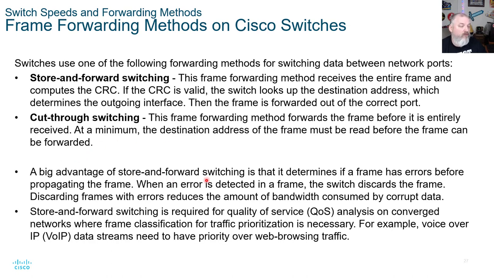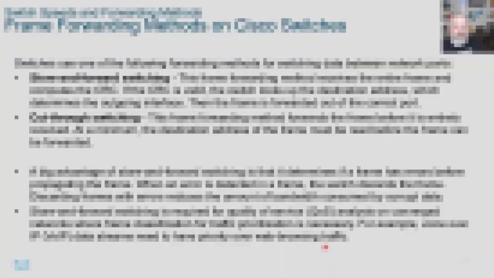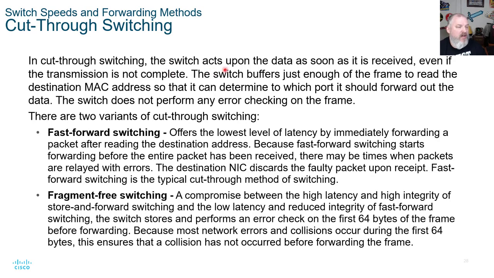A big advantage of store and forward switching is that it determines if a frame has errors before propagating the frame. When an error is detected in a frame, the switch discards that frame. Discarding frames with errors reduces the amount of bandwidth consumed by corrupt data. Store and forward switching is required for quality of service analysis on converged networks, where frame classification for traffic prioritization is necessary. For example, voice over IP data streams need to have priority over web browsing traffic. In cut-through switching, the switch acts upon the data as soon as it's received, even if the transmission is not complete.